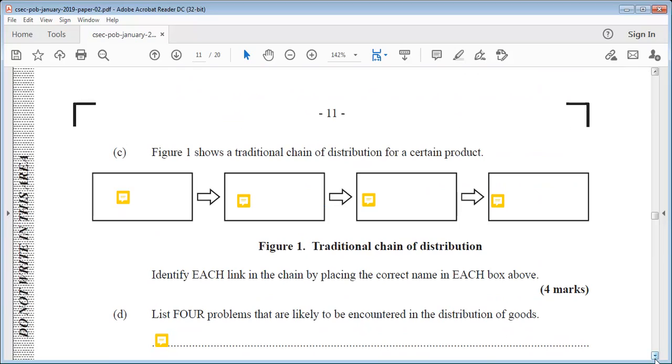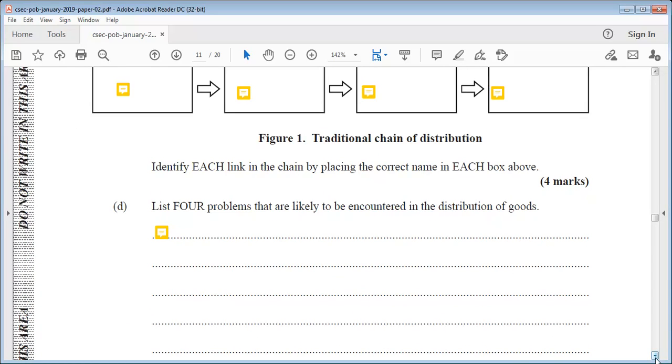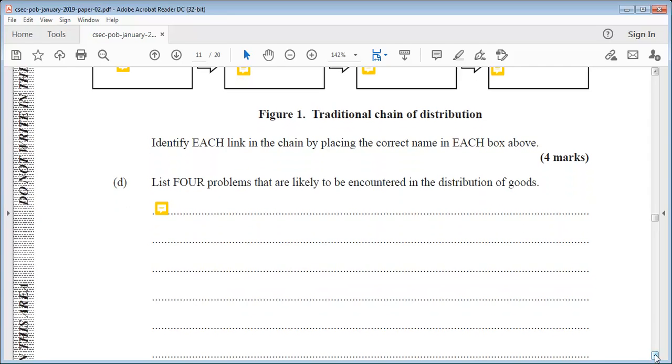Let's look at question 3C. It says, Figure 1 shows a traditional chain of distribution for a certain product. So we have the traditional chain of distribution. We know we have our manufacturer, then we have our wholesaler, then we have our retailer, then we have our consumer. So that's the chain: manufacturer, wholesaler, retailer, then the consumer. That would be worth 4 marks. You would get your 4 marks there.